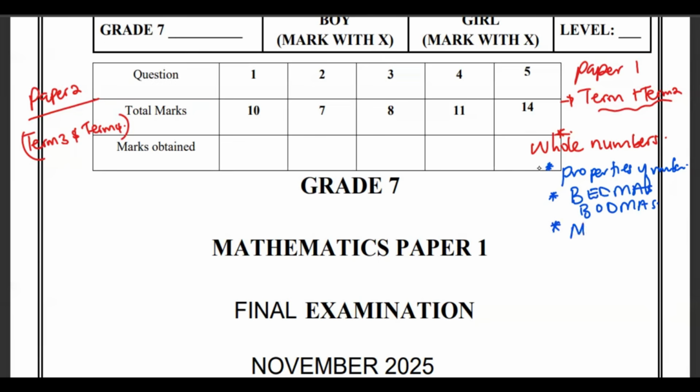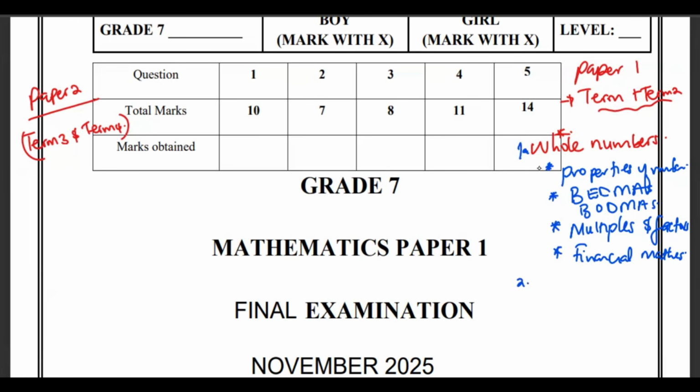Next, you have the multiples and factors. Those are still under whole numbers. And then you also have what we call the financial maths. In this case, you'll be talking about the interest and the budgets, the accounts, the loans, the profit, the loss, all those things compounded together. So that is topic number one, whole numbers.